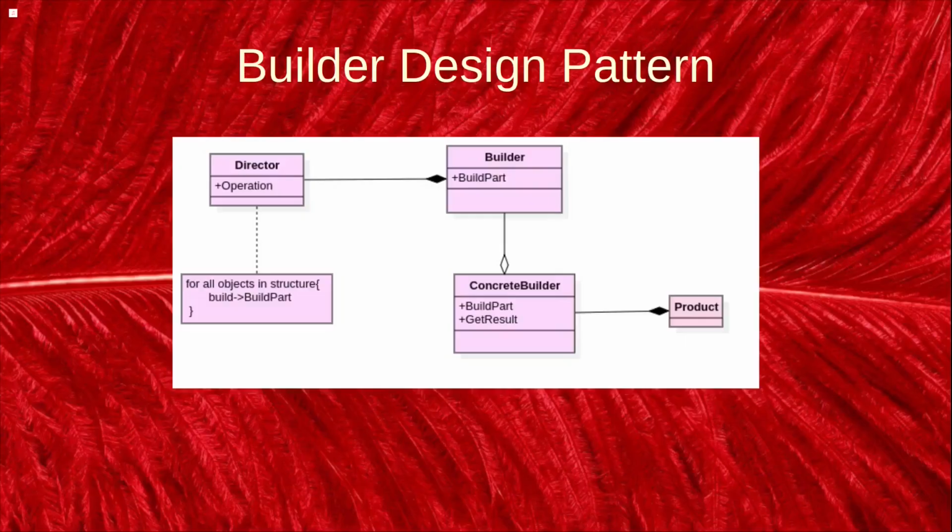Concrete Builder builds the product's internal representation and defines the process by which it is assembled. Includes classes, including interfaces, that define the constituent parts into the final result. Collaborations. The client creates the director and configures it with the desired Builder object. Director notifies the builder whenever a part of the product should be built. The client retrieves the product from the builder.